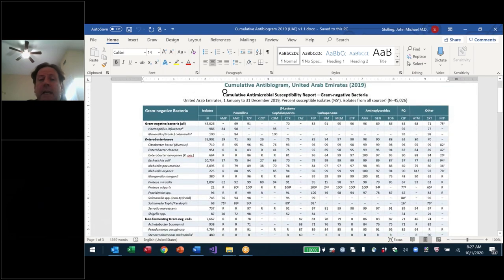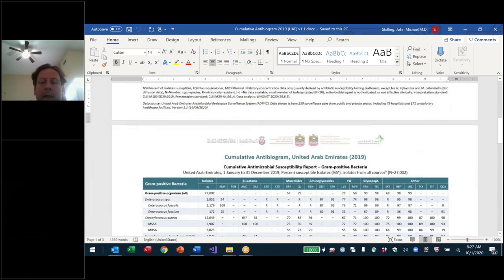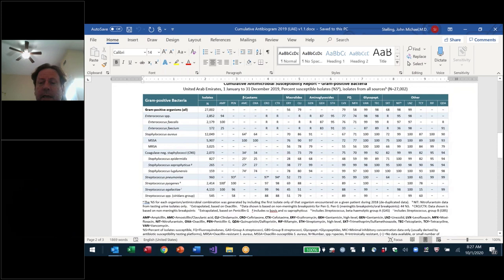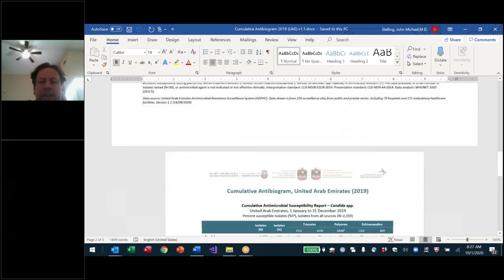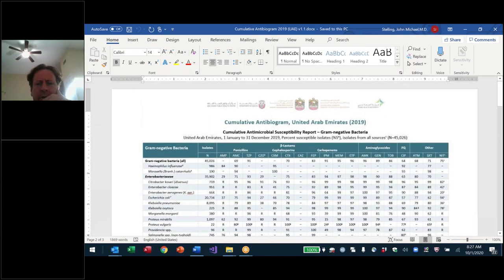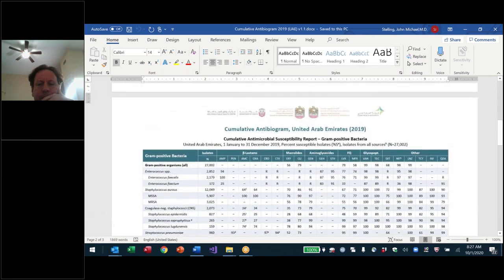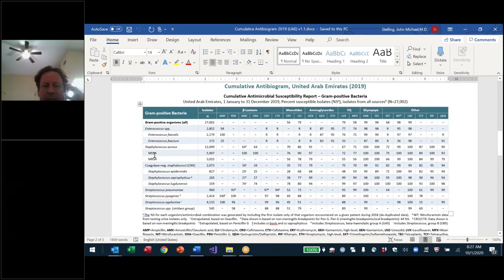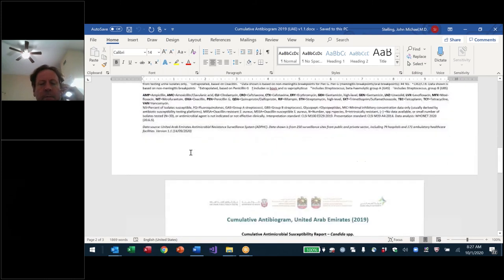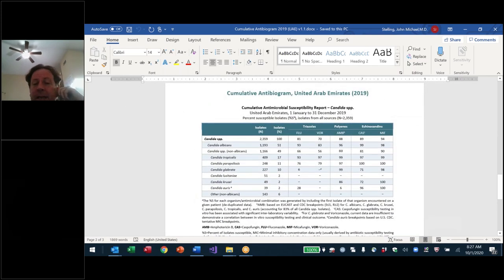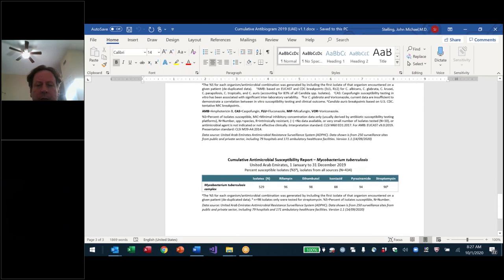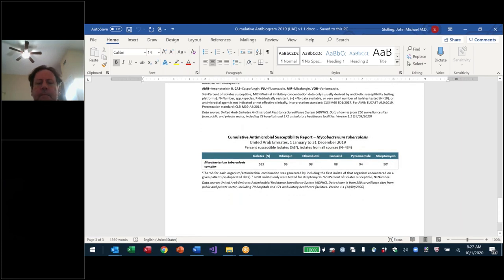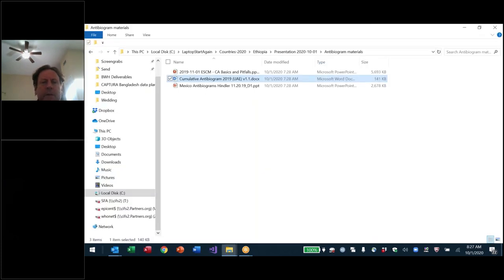So here you see, it's just a nice example of what can be done. And I showed you another example for Thailand where they put the colors in. He also does that for facility. So he's also done that for other examples. I didn't send that. So this is just nice, short, and simple. This first one is gram-negative bacteria. The second one is gram-positive bacteria. And they separate Staph aureus by MSSA and MRSA and overall. And the third one, what is this one? This one is Candida. So this one's fungi. And this last one is tuberculosis. So that's one document that Fern sent.